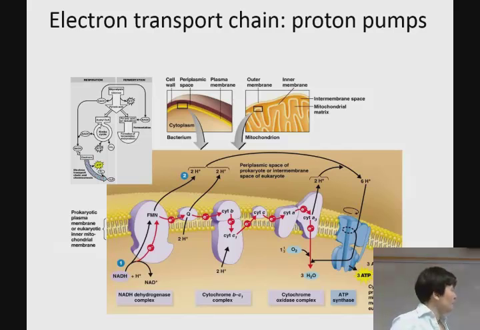So here's just a sort of a nice cartoon of this process. There's the membrane. All of these guys are embedded in the membrane. Let me ask you this question. Have you ever wondered why the electron transport chain is in the membrane? Why is it not just floating around in the cytoplasm the way that glycolytic enzymes are, or the Krebs cycle? Why are they in a membrane?